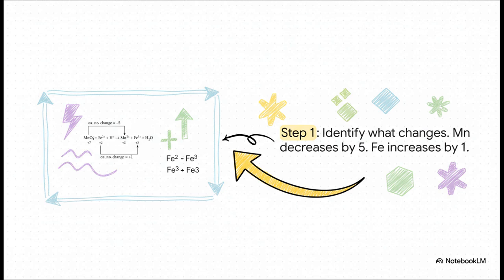Over on the left, in the permanganate ion, manganese is a +7, but on the product side, it's just a +2. That's a decrease of 5, so it's been reduced. Meanwhile, our iron atom goes from +2 to +3. That's an increase of 1, so it's been oxidized.